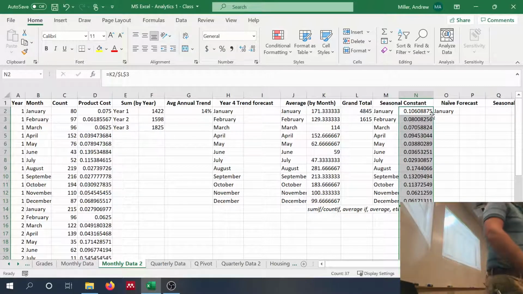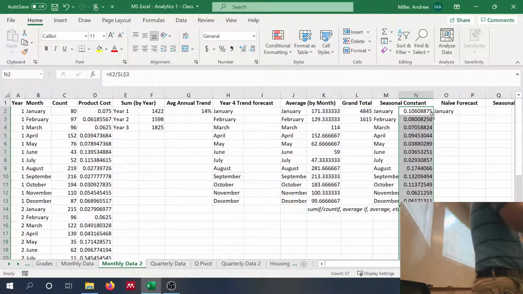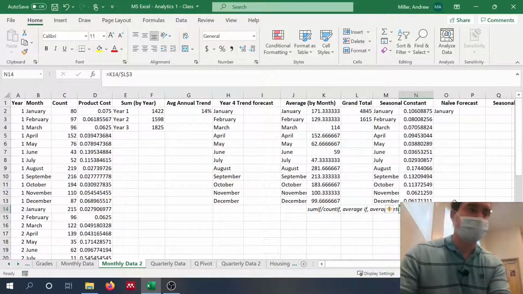You can use F4 on the keyboard. If you hit it over and over, it'll toggle between having both the row and the column be constant. It'll just toggle through having the dollar sign in front of the row and the column. Any other questions?